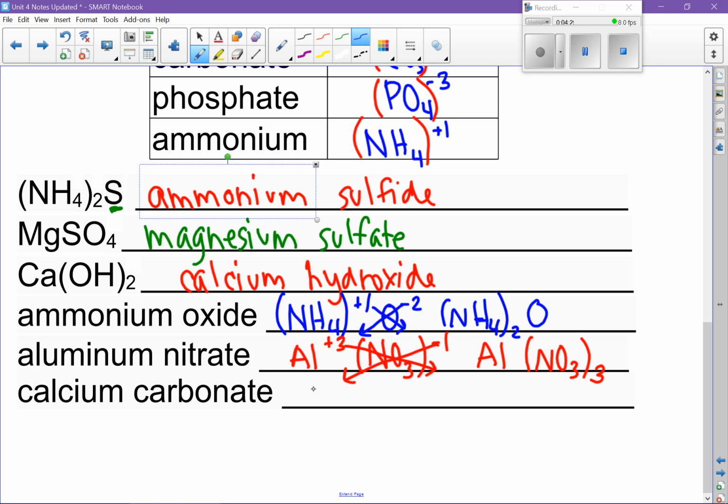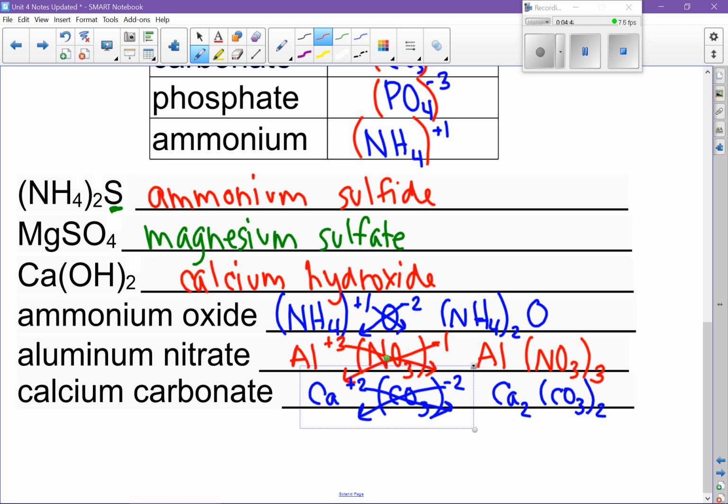Alright, last one. We have calcium carbonate. Calcium is Ca +2. Carbonate is (CO3) -2. So we're going to crisscross. So we have Ca2, (CO3)2. Remember, these things are ionic and we have to crisscross. What would you do in math class if you had a 2 over 2? You'd simplify, wouldn't you? So we have to do that here as well.